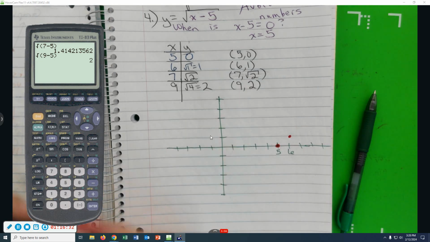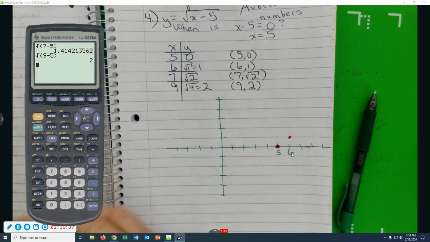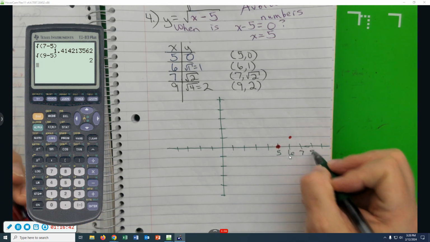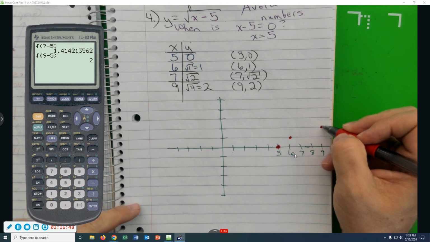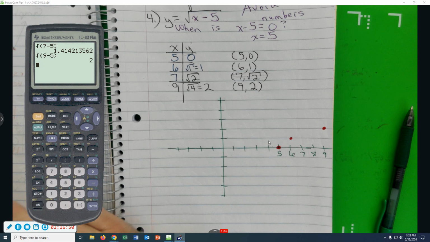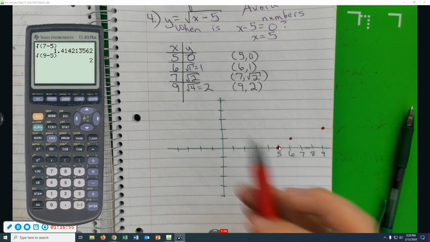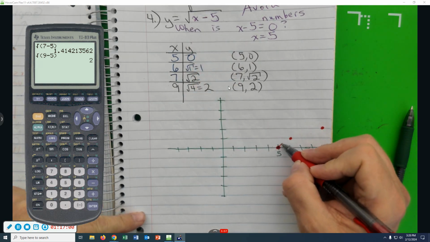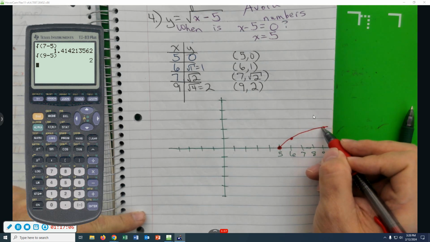I'm not going to bother with that (7, 1.4). The square root of 2 is about 1.4. How about 9? That's 7, 8, there's 9. At 9, we're up 2 units. That point you get where the inside stuff equals 0, that's your starting point. And it goes like this, and it continues to increase, but it does so very gradually.